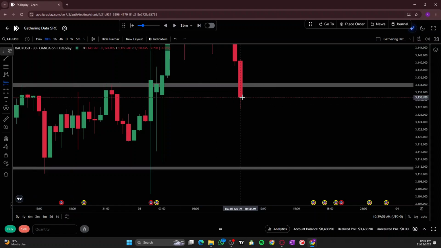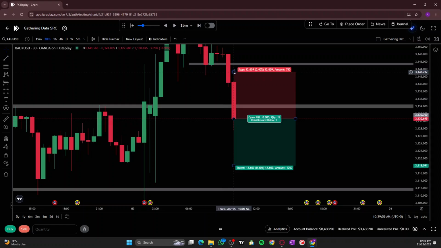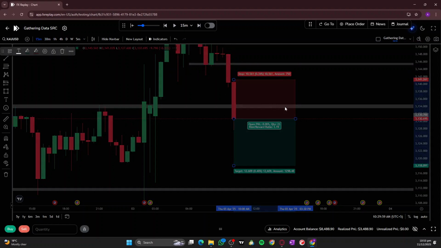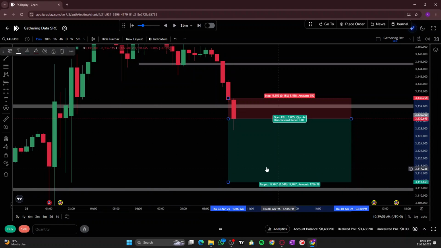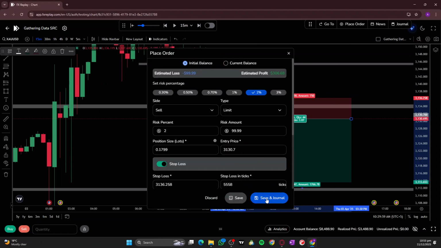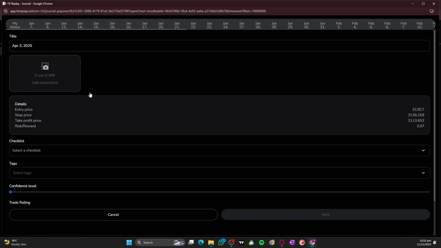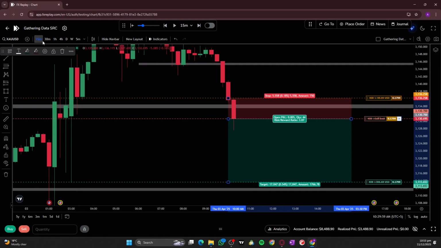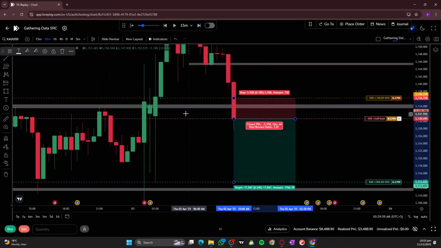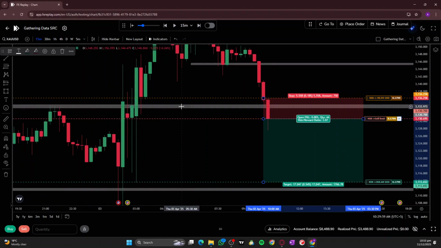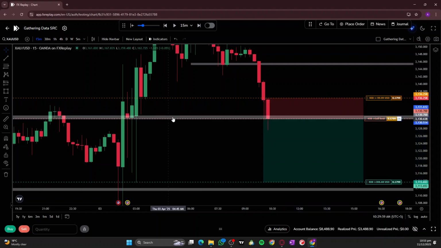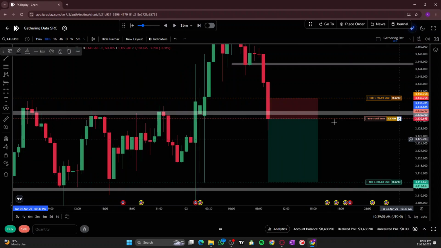I can just take a short over. It can be a target of this. Let's just enter. Why did I take this trade in the first place? First of all, this was a support, and if you see on the 30 minute, this was a support. It closed below that. And yeah, that's it.